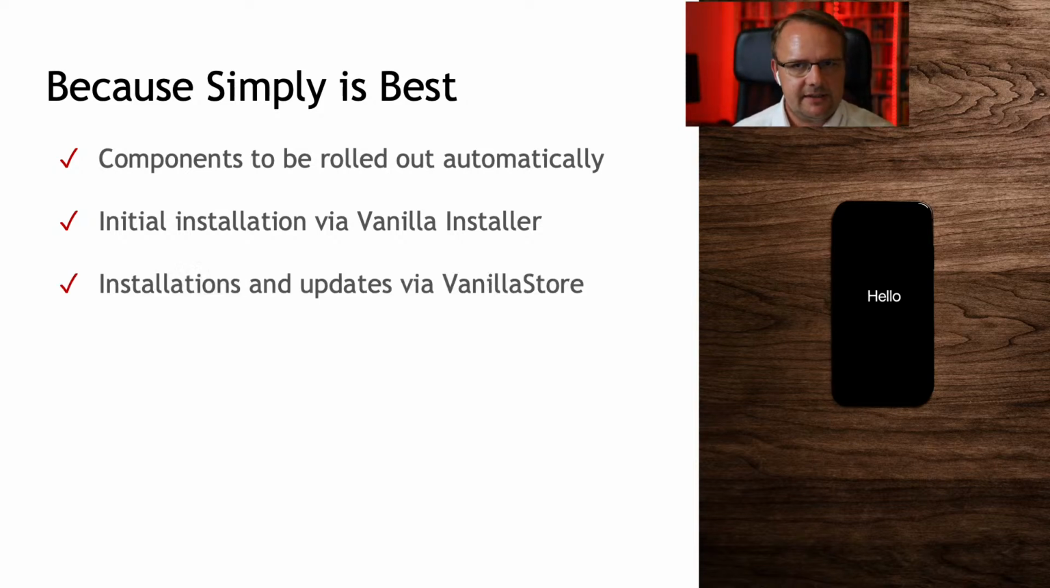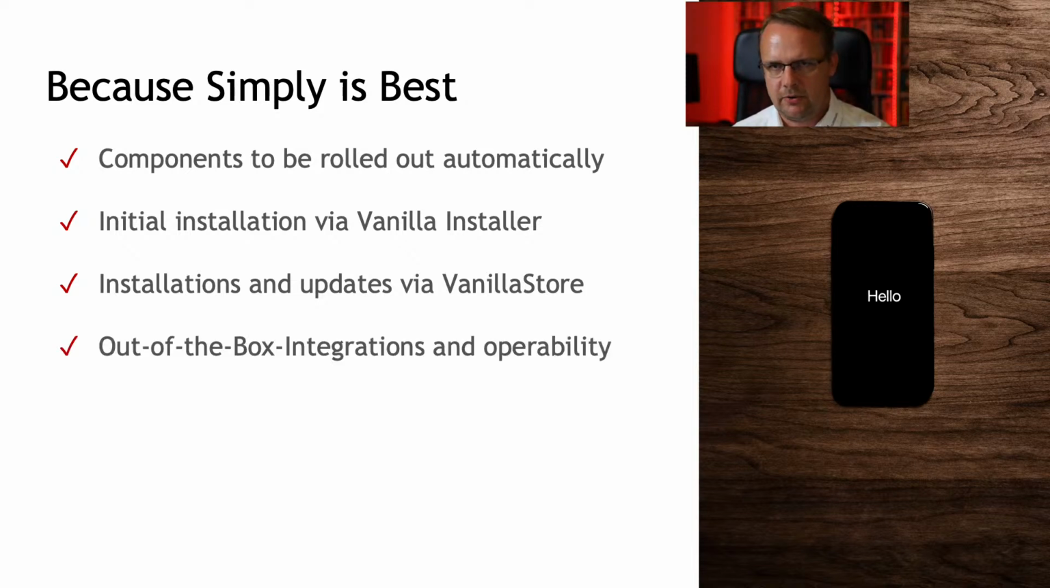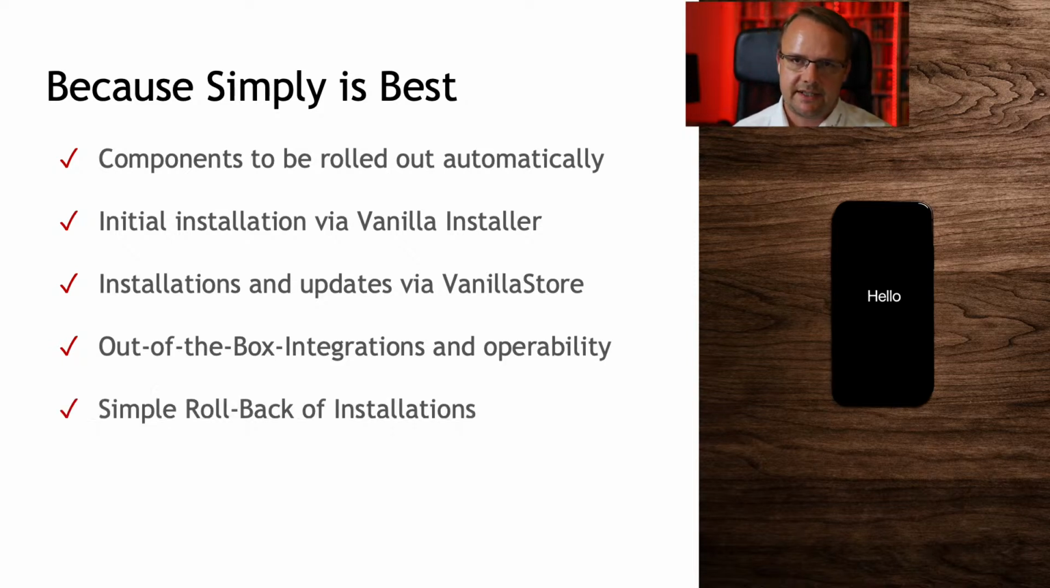Installations and updates are handled by Vanilla App Store. Importantly, everything we roll out is already integrated and operable. And since everything is based on containers, you can simply roll back everything. If something goes wrong, if you deploy something that you don't want to see anymore on your environment, just roll it back. And how would you roll it back?